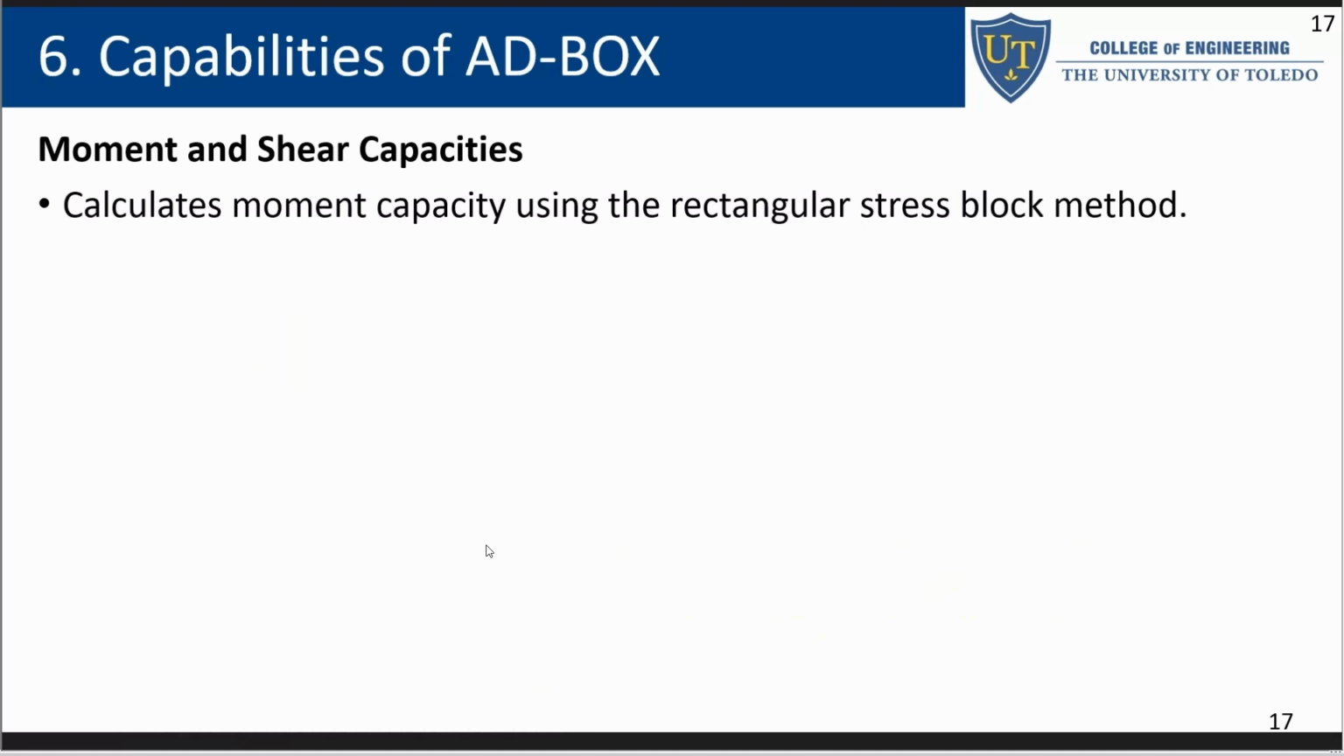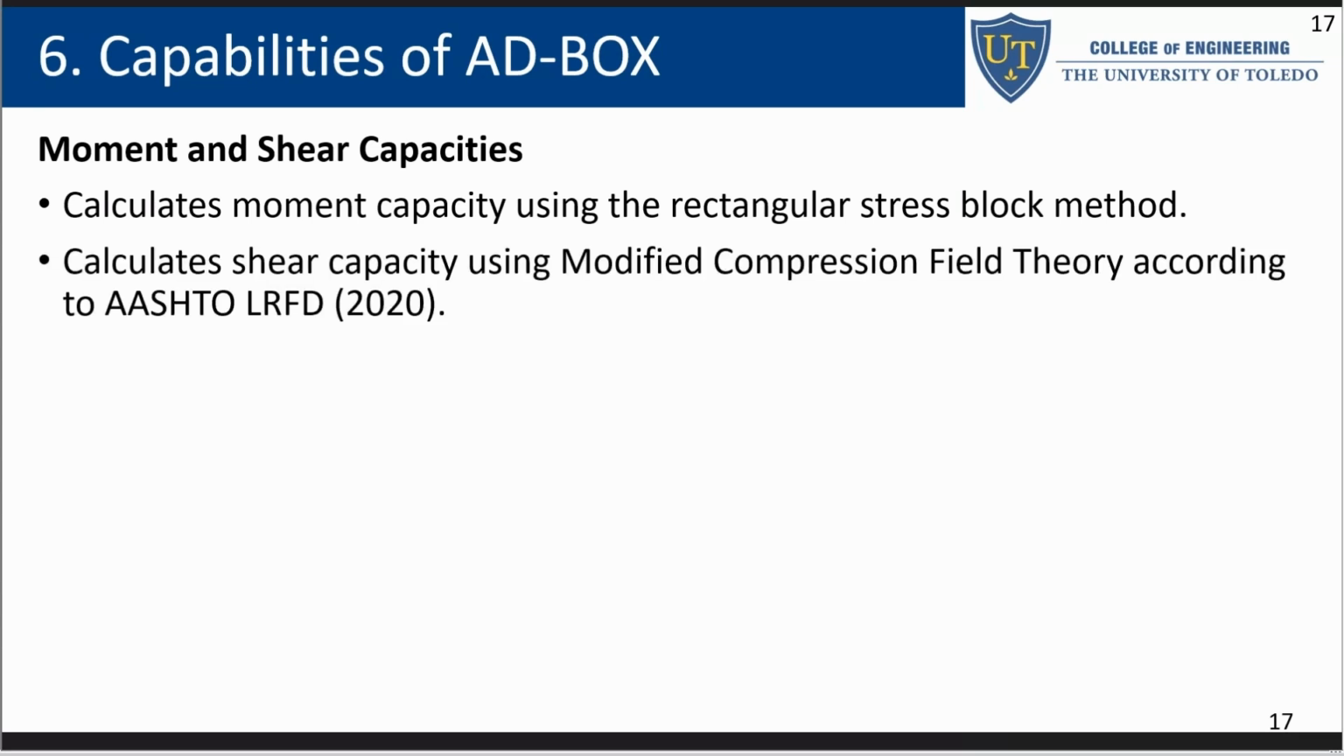ADBox calculates nominal moment capacity using the rectangular stress block method, whereas it calculates the shear capacity using the modified compression field theory. The detailed procedure of these methods can be found in the project report section 3.1.3.5.